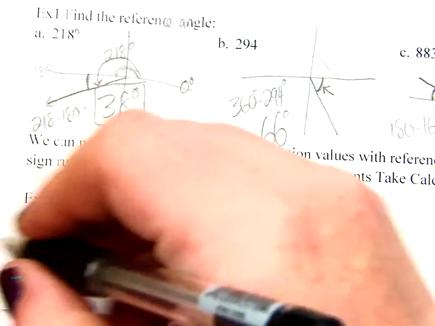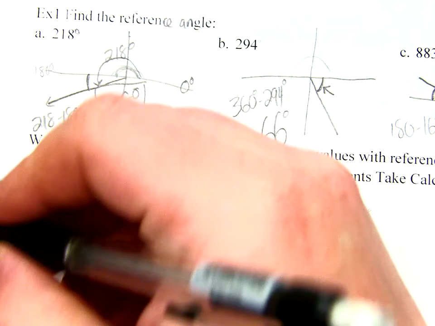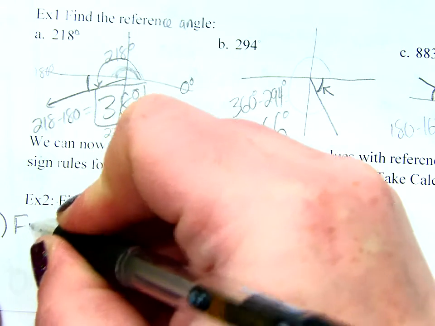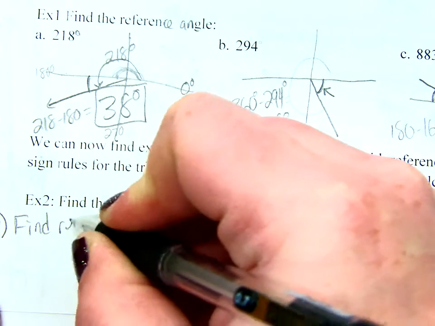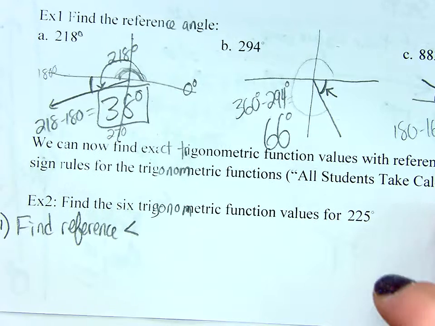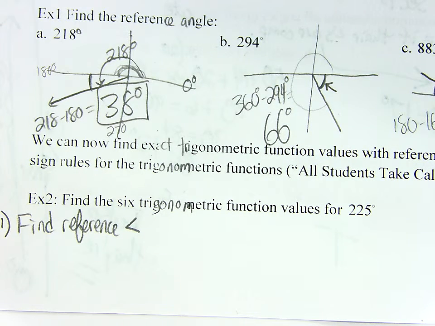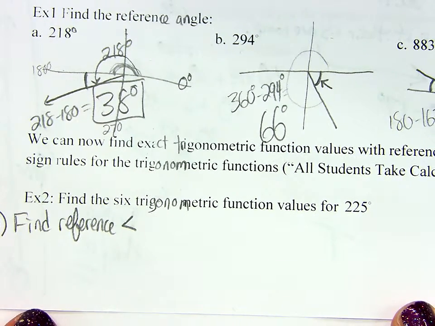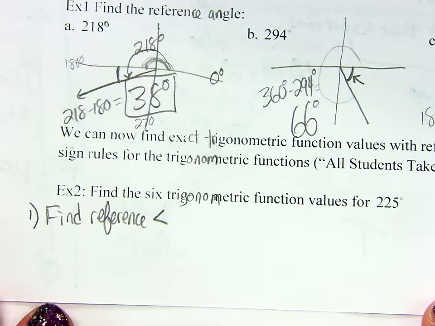So the first thing we need to do, I wish we had a little bit more room, but the first thing is we're going to find the reference angle. It's kind of big, yeah. Well, it's not that bad. Yes, there's a lot of different things that we've done all getting put together.